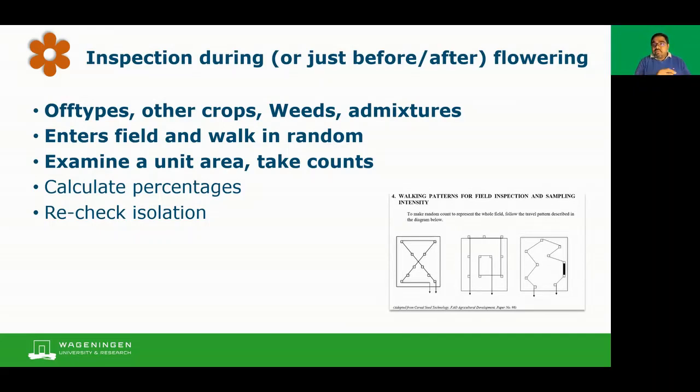And we take that in that square: how many off-types are there, how many other crops, how many weed seeds, how many admixtures. These are calculated in different places as per the walk patterns I've just shown. So this is the protocol that we follow.